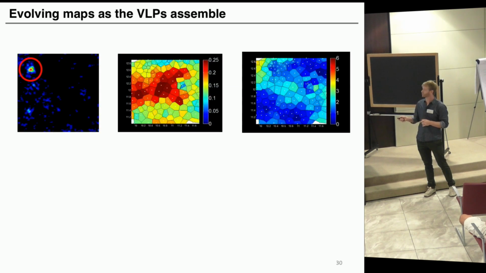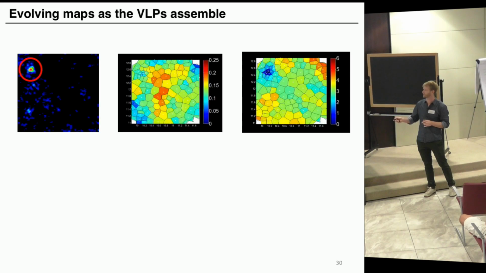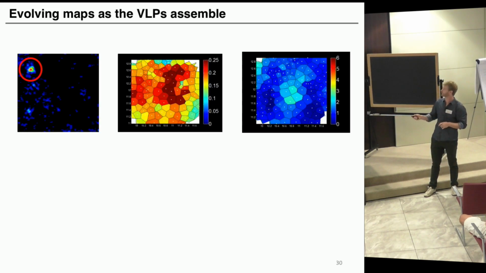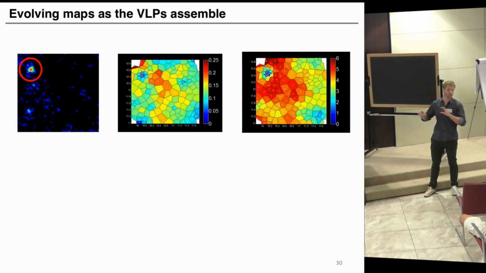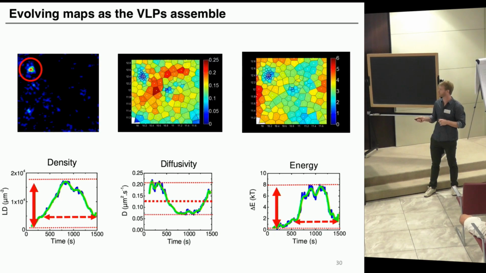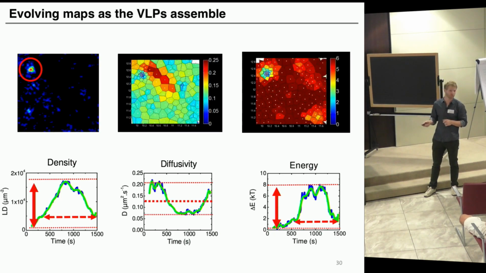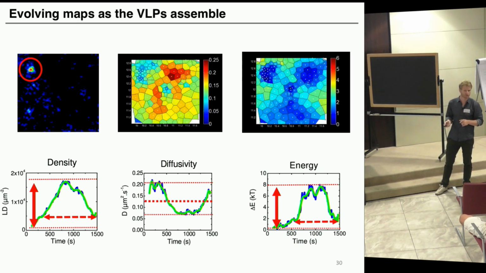And we can then go in and make these time-evolving maps. So here we see the density. We see that something's happening here, right? We get interaction. And then we see how the diffusivity and the potential form and change over time. We can plot this on a time axis. We see density going up, diffusivity going down, energy going down actually. This is the depth of the potential well.